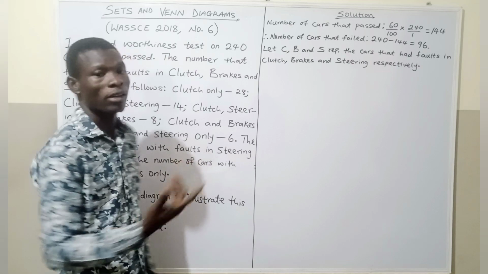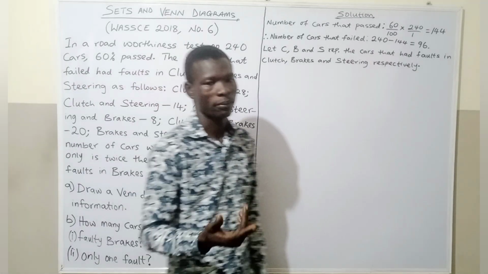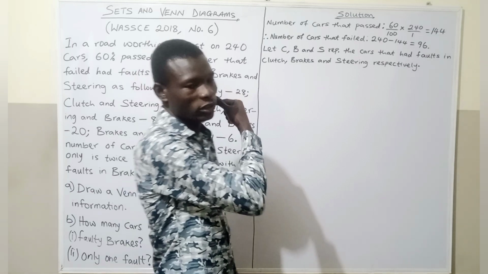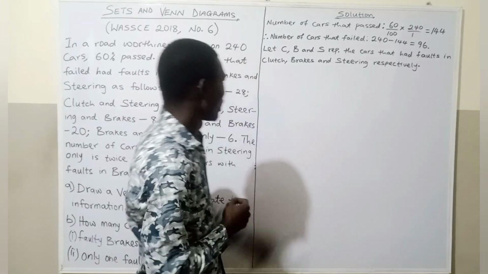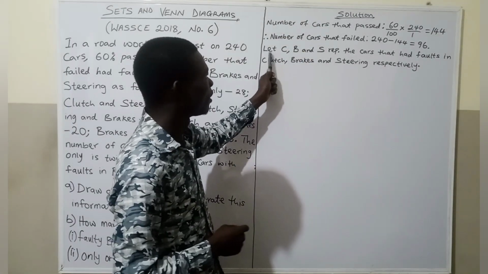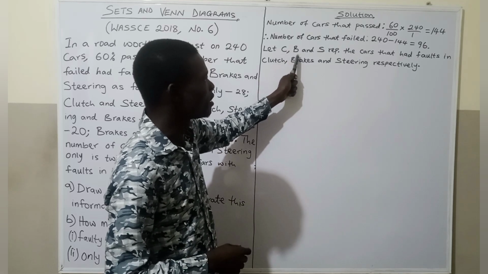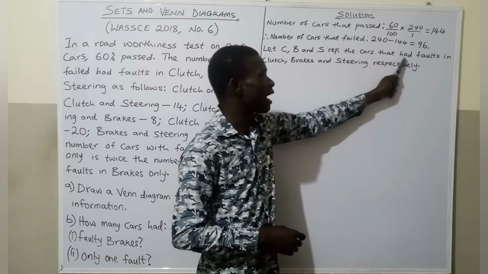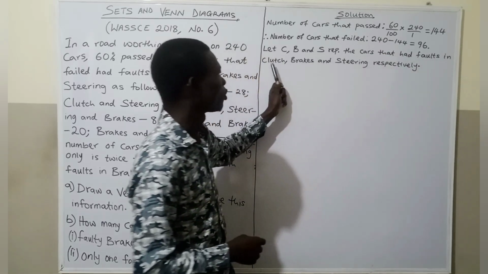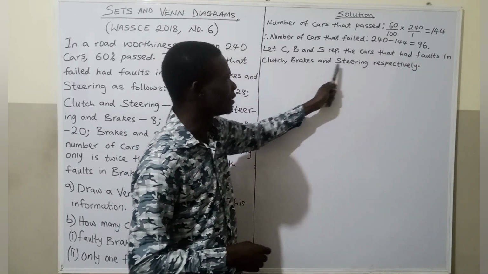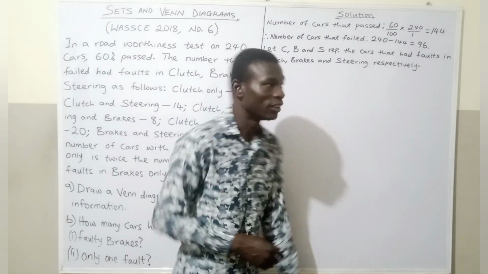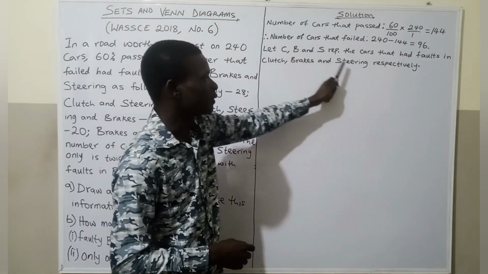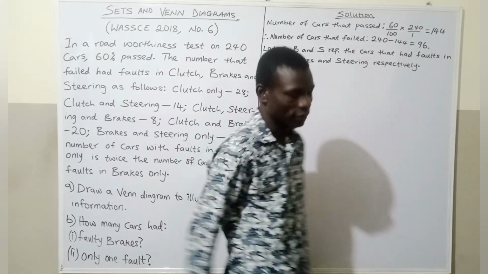So we want to bring out our parameters, but before that, we need to use letters to represent each of the faults mentioned in the question. Let C, B, and S represent the cars that had faults in clutch, brakes, and steering respectively. So C is for clutch, B is for brakes, and S is for steering.